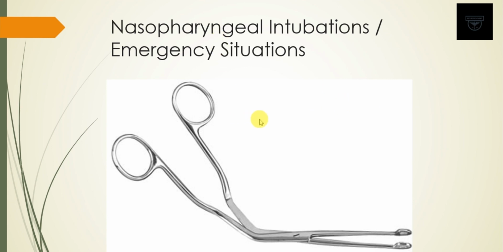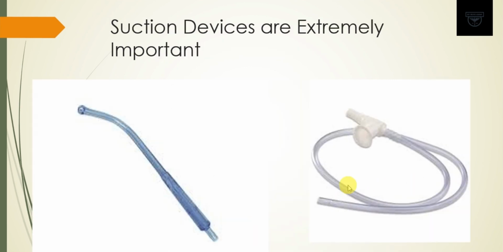Another device, which is extremely important, is usually used in nasopharyngeal intubations to pass the nasopharyngeal ET tube from the nares to the vocal cords. So this is utilized to pass the ET tube through the vocal cords to ensure that you are in the vocal cords and not the esophagus.